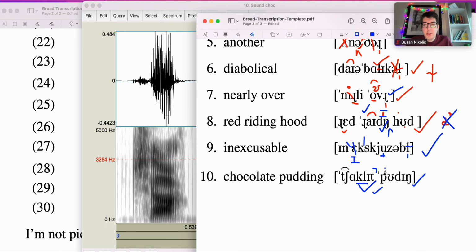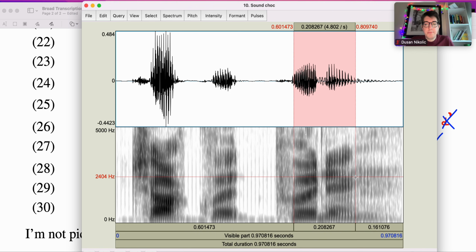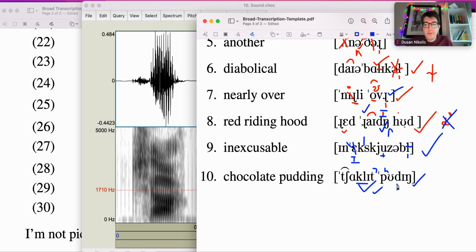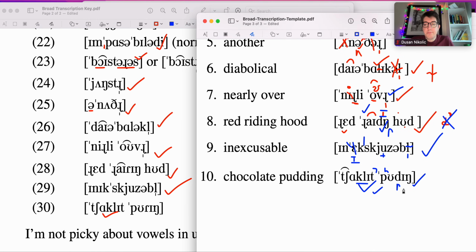Pudding. Let's see whether there is aspiration here. Yes, absolutely. As I said, this is not necessary for this task, but I'm showing you what you need to do for narrow transcription. Chocolate pudding. Okay, this can be the pudding, the, or even a flap. I would be okay with that. Pudding, chocolate pudding, yeah, chocolate pudding, right? A flap would be, of course, acceptable in this position. Ch is good. It has tie bar. Nice job overall. Excellent.